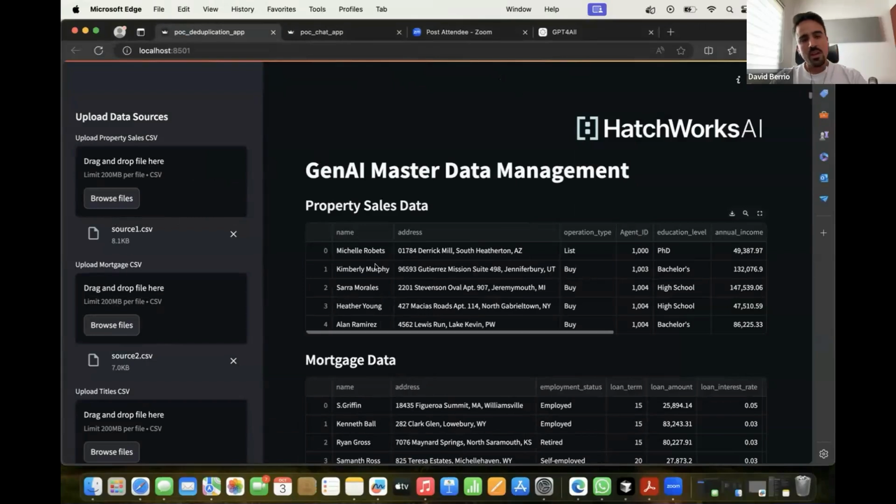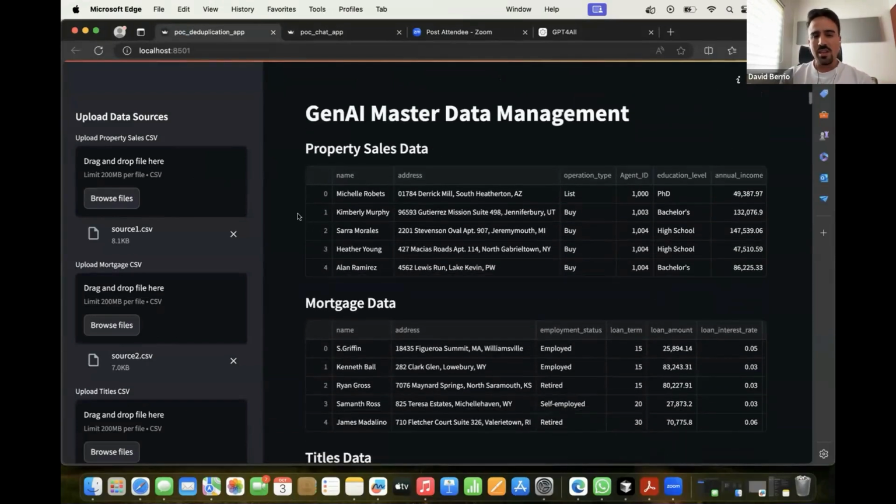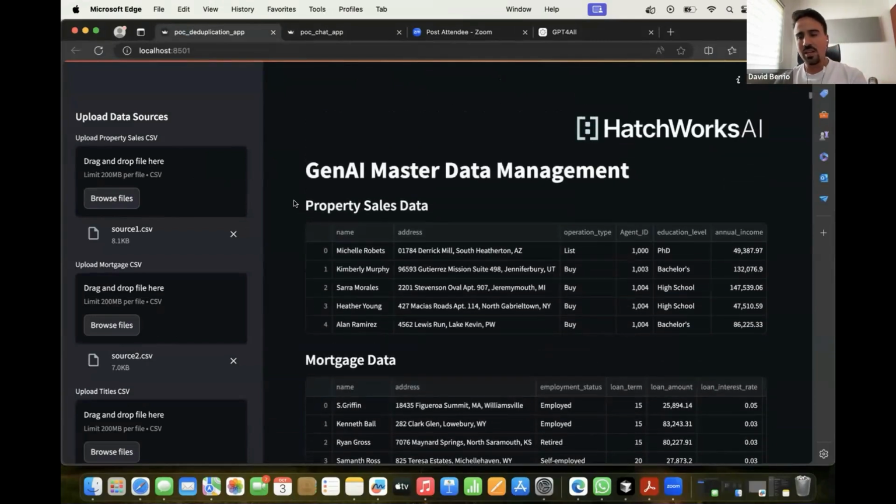Perfect. Okay. So I split this demo into two different applications. The first one is an application that will help us with the cleansing, the deduplication, and augmentation of our data, which is the part of MDM that we have been discussing. So we have three data sources, as I described. These are emulating the Baird Warner situation.